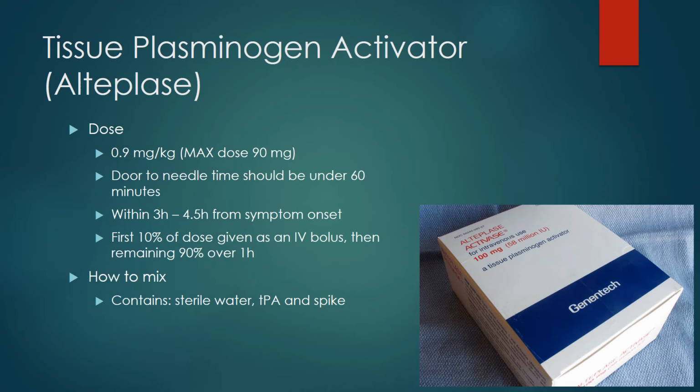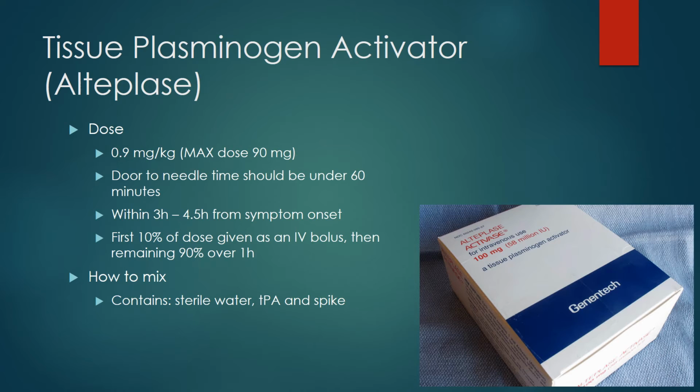And this should be administered within 3 hours to 4.5 hours. I'll talk a little bit about the trials that looked at this window that we can administer TPA, being 3 hours to 4.5 hours, in later slides. The first 10% of the dose should be given as an IV bolus, and the remaining 90% should be over an hour. So it's kind of unique how it's supplied.